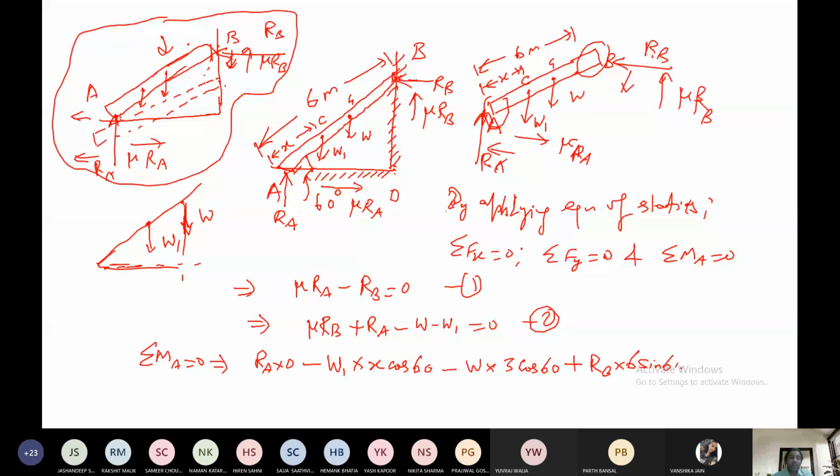And the last one is mu RB in this direction. This is also anti-clockwise, and the perpendicular distance will be this one. So this will be plus mu RB into this upon this, which will be 6 cos 60, and this should be equal to 0. So you have the 3 equations now: equation 1, equation 2, and equation 3. From these 3 equations, you know the value of W, you know the value of W1, you can calculate the values of RA and RB, and you also know the value of mu. So calculate and tell me the exact value you are getting for X.